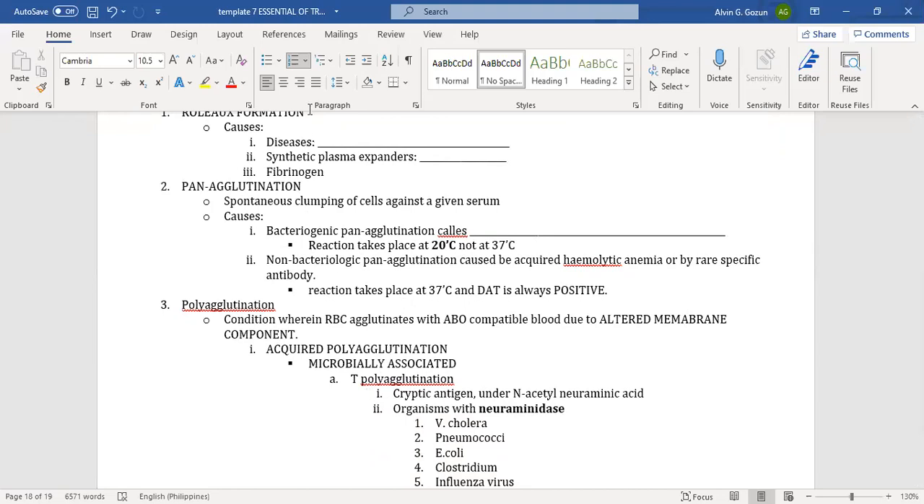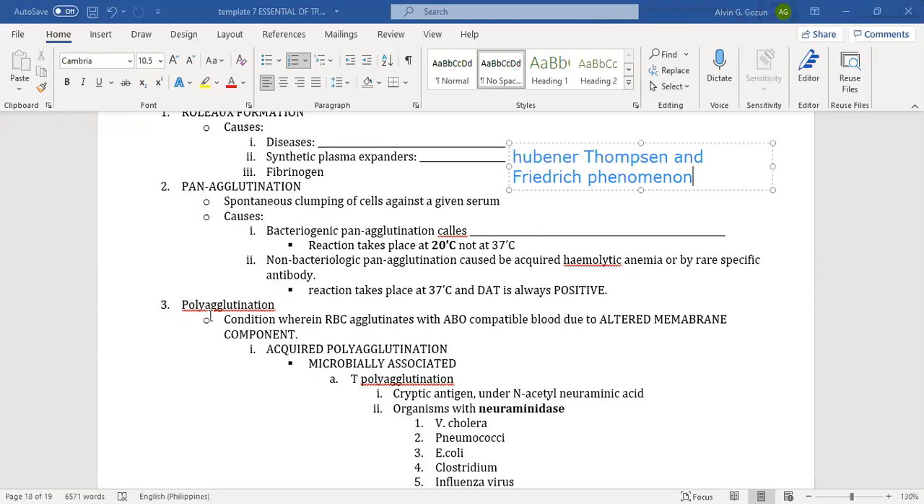Sulat ko. Hubener, Thomsen, and Friedenreich phenomenon. Ayan, okay? That's what you call your bacteriogenic pan-agglutination. Okay? Reaction takes place at 27 degrees Celsius and not at 37.